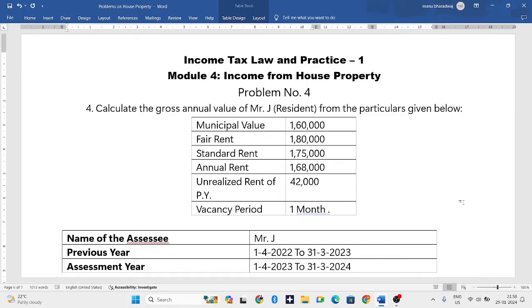So we have to use the information given to find the gross annual value. They have given municipal value, it is 1,60,000. Fair rent, it is 1,80,000. Standard rent, it is 1,75,000. Annual rent is 1,68,000. Unrealized rent for the previous year is 42,000. Vacancy period is 1 month. If they have not given whether it is per annum or per month, it is understood that it is for annum only.